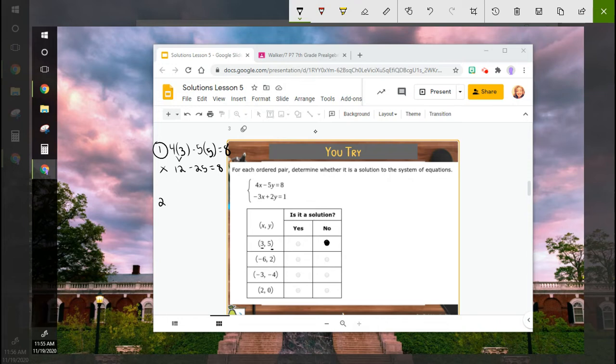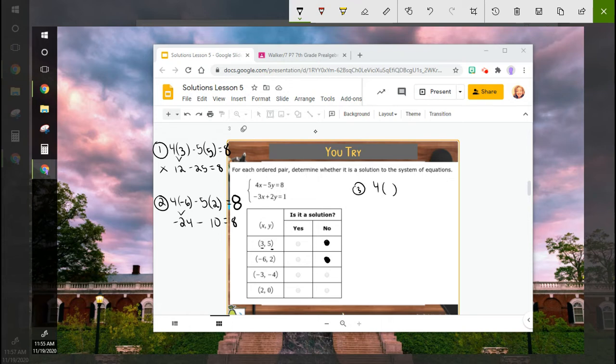Let's try the second question. 4 parentheses minus 5 parentheses equals 8. So 4 times negative 6, 5 times 2, negative 24, 10, and there's a subtraction sign, and that's not going to equal 8. So I can say that's no.